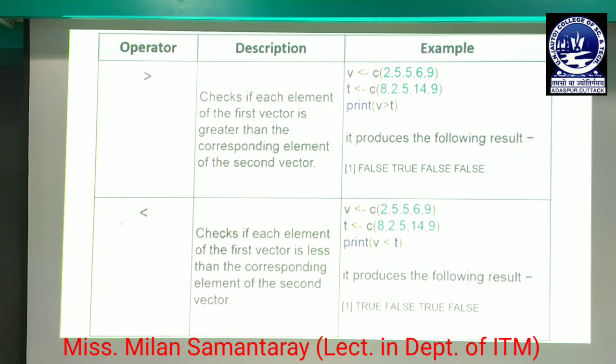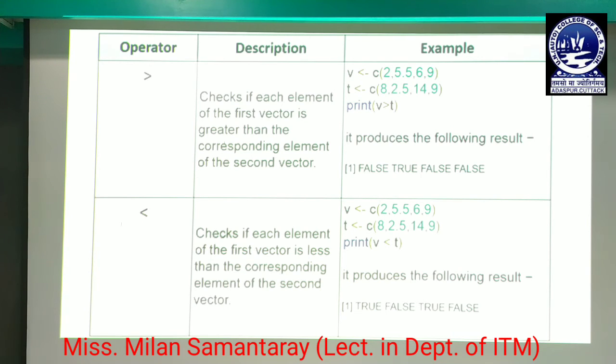That means, the elements of one vector will be compared with the corresponding elements of the other vector. So, we have to compare the elements of the first vector, here our V, with the second vector's elements, that is our T. The first element will be compared with the first element of T, that is 2 greater than 8, it is false. So, we know that the output is displayed as a Boolean value, that means, whether it will display true or false.